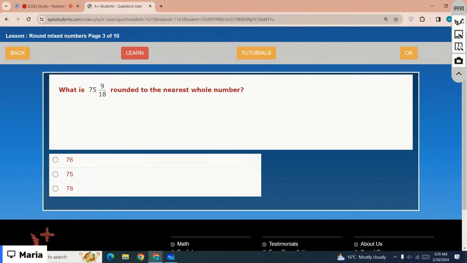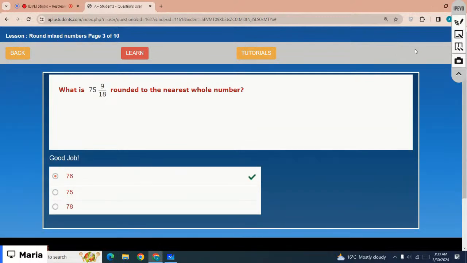The correct option is you have to round up because 9 by 18 is exactly equal to half. If a shape has 18 portions, 9 of them are colored. That means half of them are colored. So you have to round up. You have to round to 76. The correct option is 76.